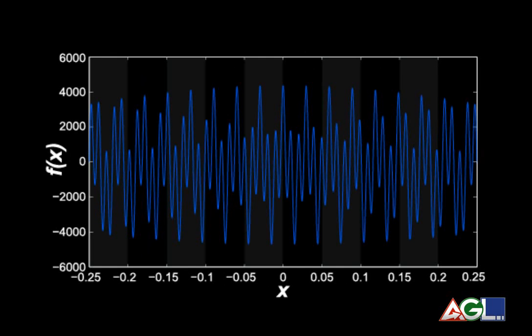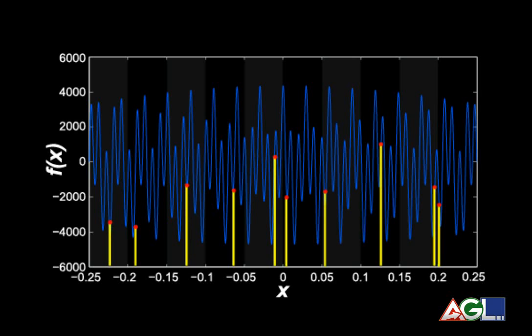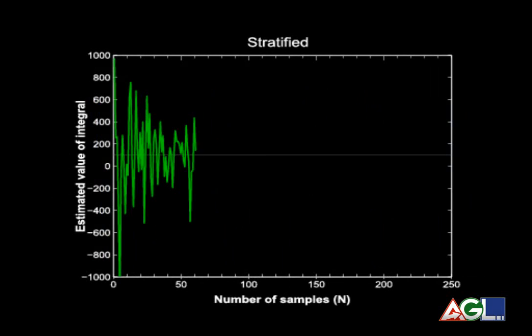Another technique commonly used to increase the convergence rate is known as stratified sampling, where the function is divided into bins where only one sample is placed. This allows the integral to converge faster, but it still takes a long time to reach a stable result.